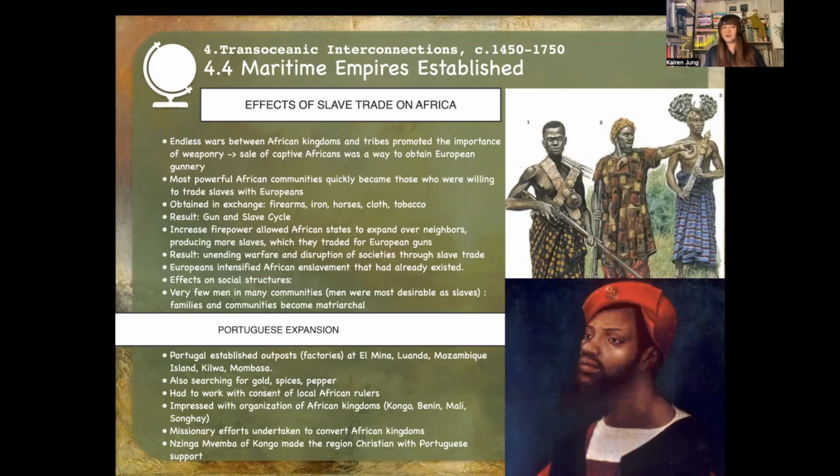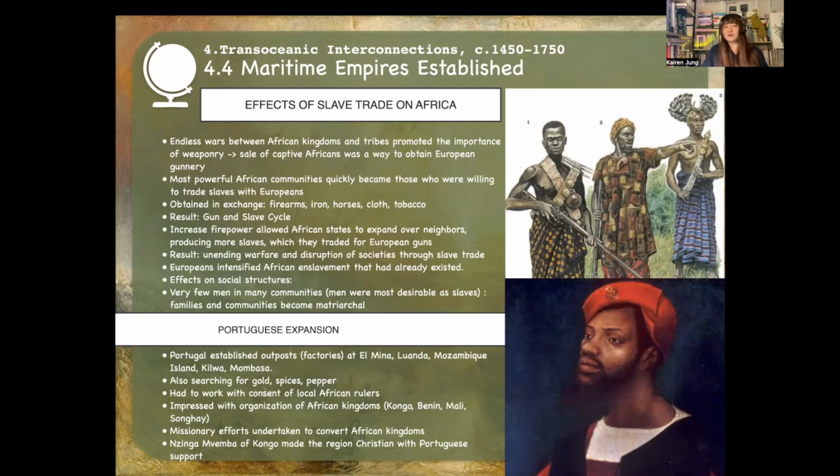Now, the College Board really wants you to remember that the Europeans didn't invent this. They just intensified African enslavement that had already existed for generations. And they took it to another level, right? They just really scaled up the violence and the overall horribleness that people were already doing to each other.